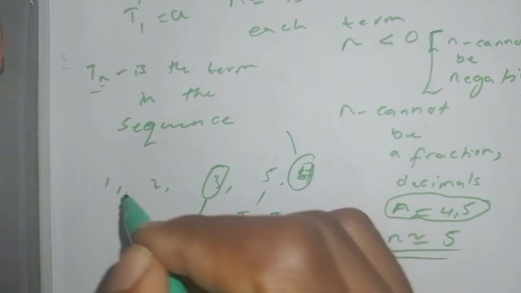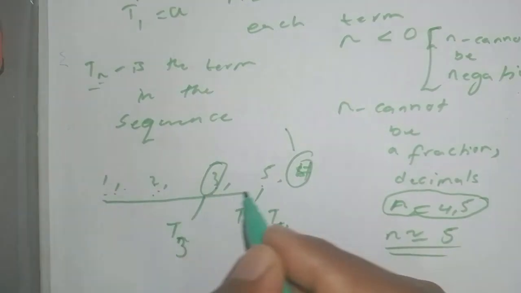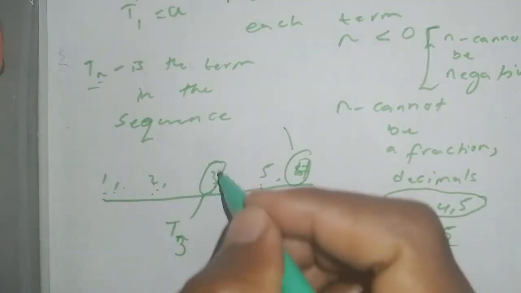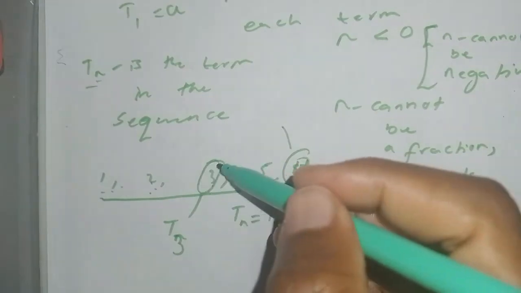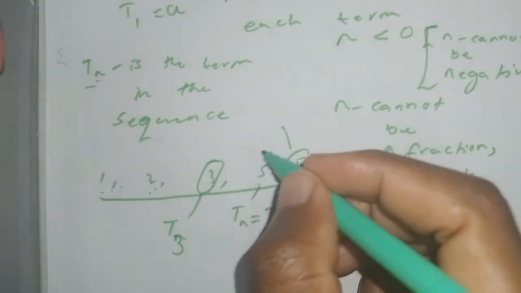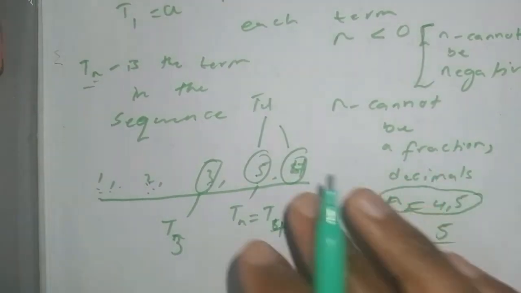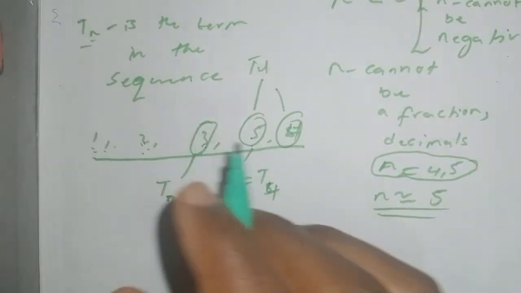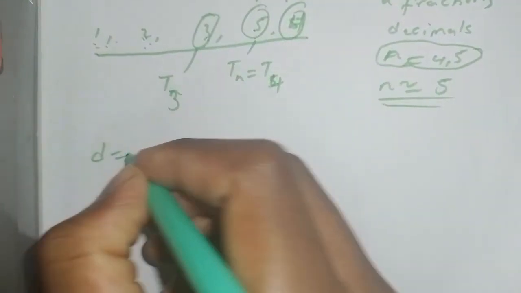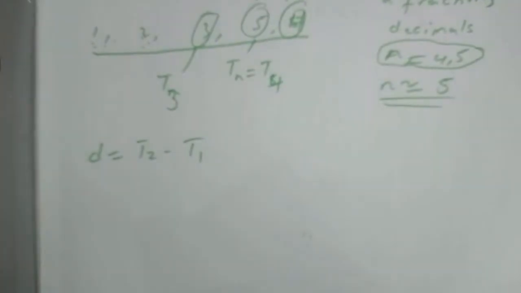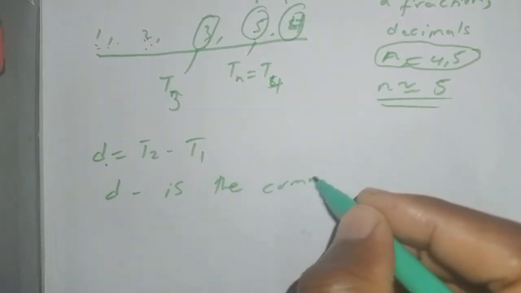But which term is it? It will be determined by the position in your pattern, right? If it is term number 3, you can just represent it as T3. If it is the fourth term in your sequence, you can represent it as T4. Hope you understand. Now, we have another equation that says d is equal to T2 minus T1, right? This d is the common difference.